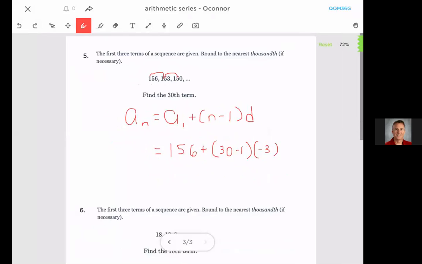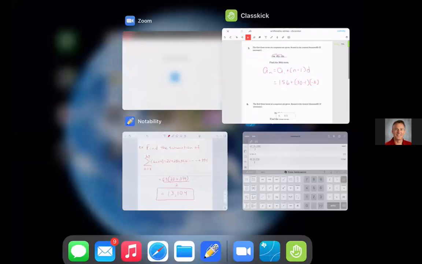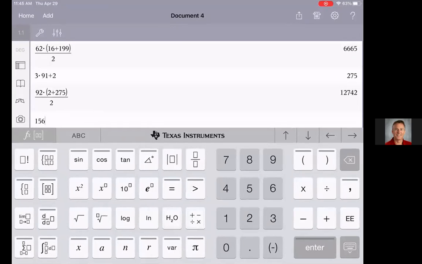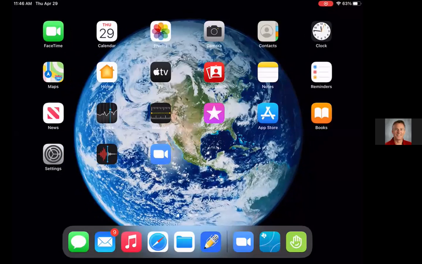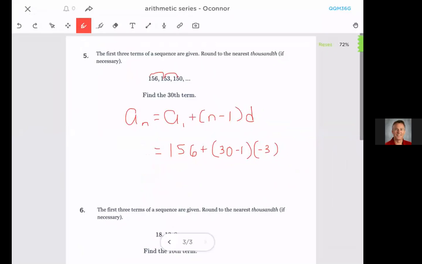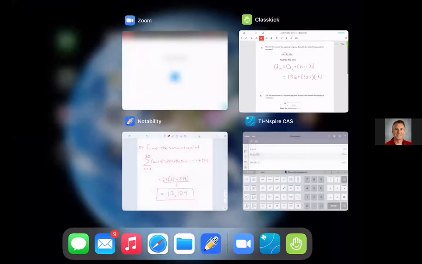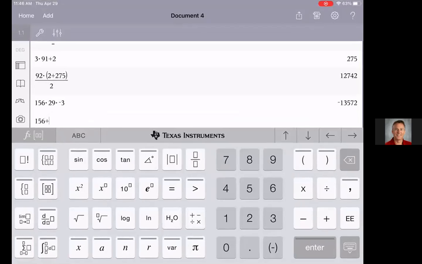So I'll plug that into my calculator. So 156 plus 29 times -3. I have negative 13,572. That didn't sound right. I missed a plus sign there. Sorry, guys. It's 156 plus 29 times negative 3. Sixty-nine.